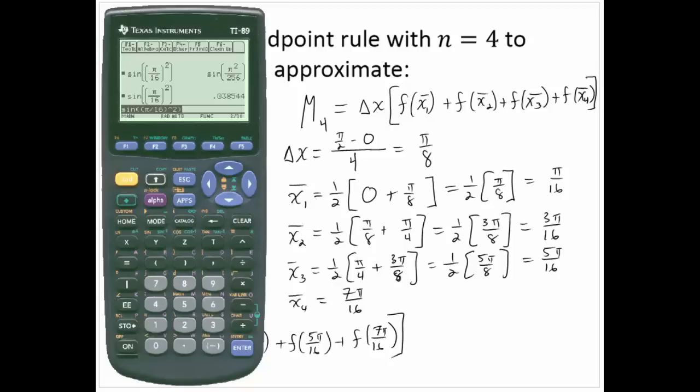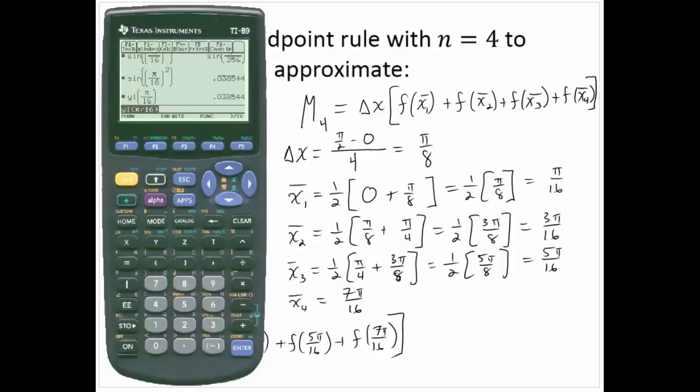Now I'm going to have to do this several more times. So let me show you another approach to doing this. What I'm going to do is go into my y equals screen and set in the function sine of x squared. And now let me go back to the home screen. I've called that function y1, so I'm going to now evaluate y1 of pi over 16. And I'll hit green enter to get an approximation, and notice it gives me the same result.